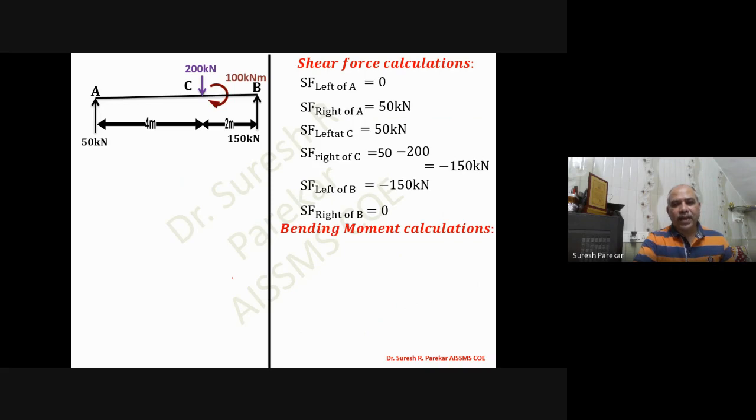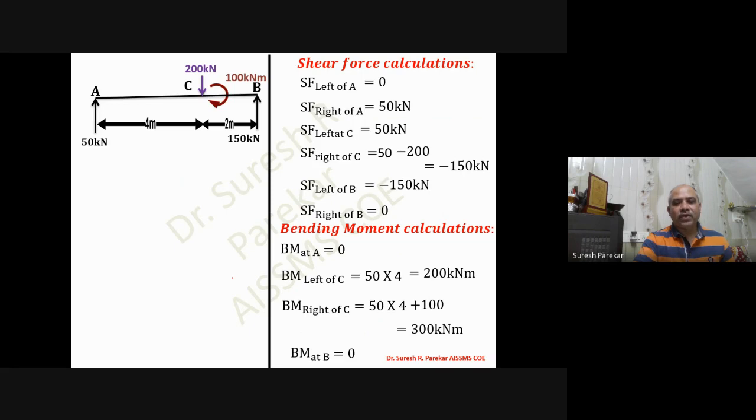Then we have bending moment calculations. At A, 0. Then we have left of C and right of C. So left of C we have 50 into 4, 200 kilonewton meter. Then right of C we have 50 into 4 plus 100, so 300 kilonewton meter, and at B we have 0. So we have bending moment calculations like this, and then we will plot it.